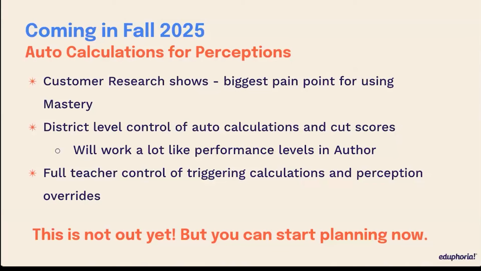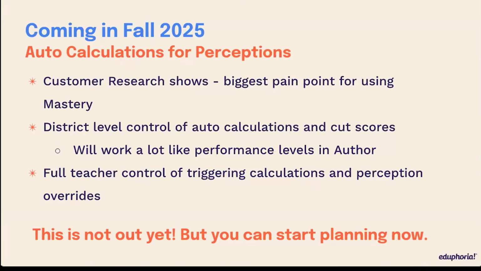And so we're implementing auto calculations this fall to allow districts to control whether or not auto calculations are even available. And then if they are available, we give full teacher control for teachers to actually trigger those calculations and then do perception overrides. Note in bold down at the bottom in orange, this is not out yet, but maybe you can start planning for it now. As we get a little bit closer, we'll try to release some information so that you can do some fall training at the start of school year to help teachers understand and know that, hey, this is coming soon. And when you start populating those trackers and you see that auto population button come up, this is going to be really powerful and help you streamline what's going on in your world.